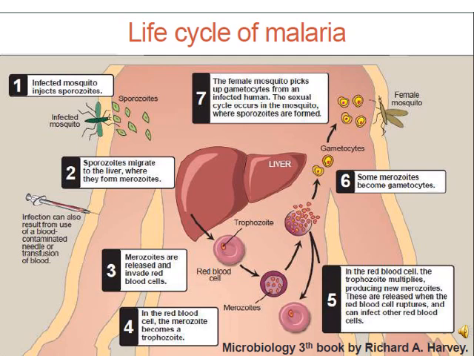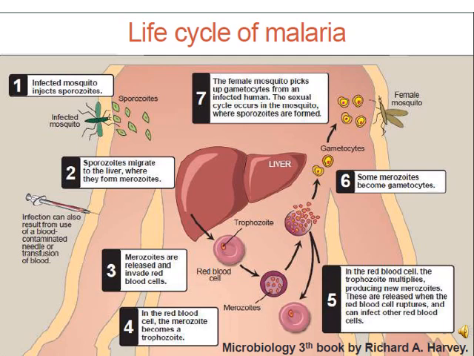The RBCs burst, and it is the main cause of the development of the symptoms in malarial patients, that is the shaking, chills and high grade fever. When these RBCs burst and release merozoites, symptoms of malaria develop. Then some merozoites become gametocytes, and these gametocytes circulate in our blood and are taken up by the female mosquito whenever it bites the infected person.